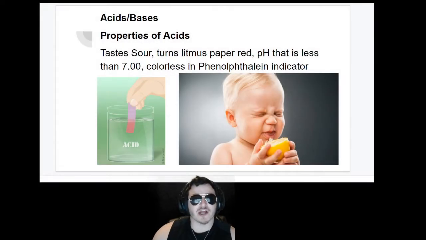Now that we're done with our discussions on solutions, let's go into the concepts of acids and bases, along with the mathematical calculations that we can do with them as well. So, kicking it off with acids, a few things about them.